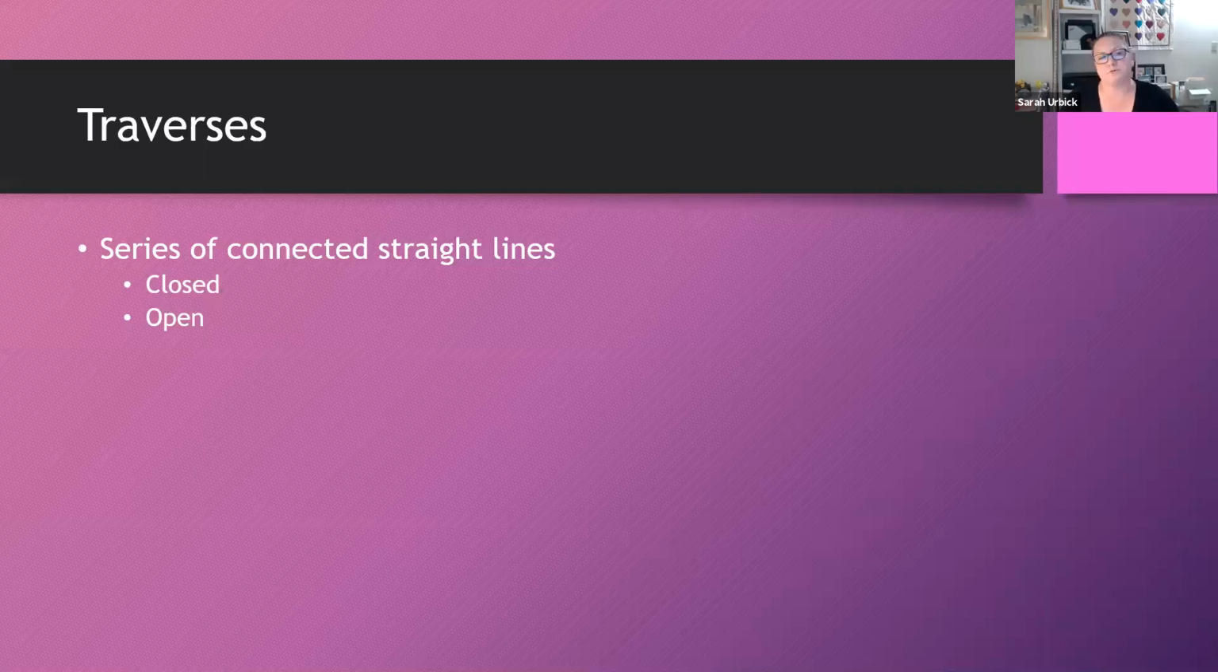All right, so what we're covering now, we're talking about traverses. We've got some of the basics down. We've gone over the linear measurements, the horizontal measurements, the vertical measurements. How do we put it all together? We did the trig review. You started with some of the labs, started your experiences there.